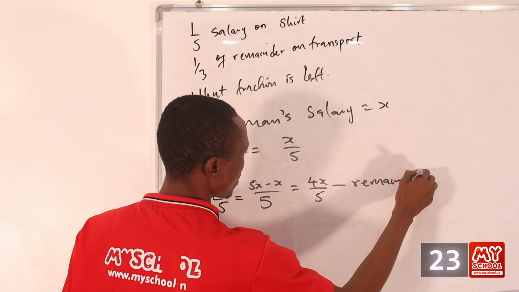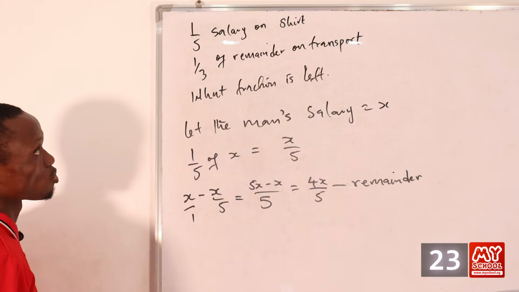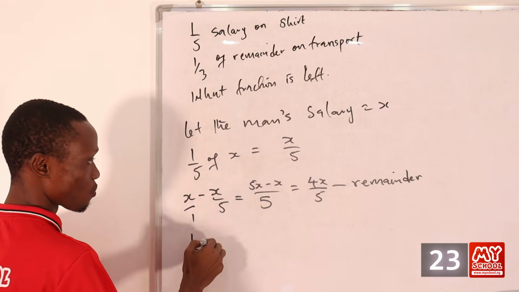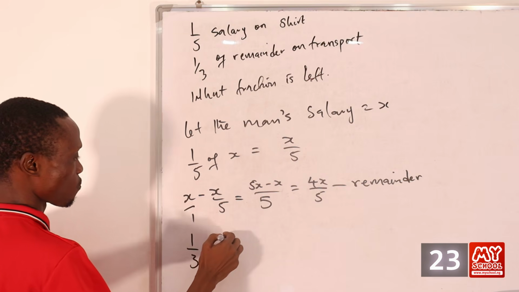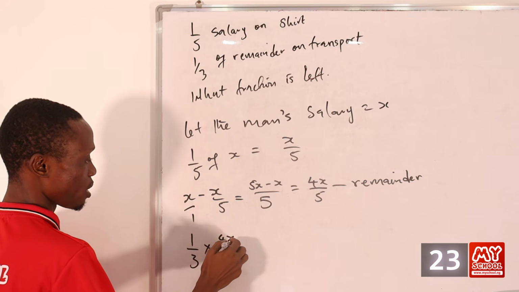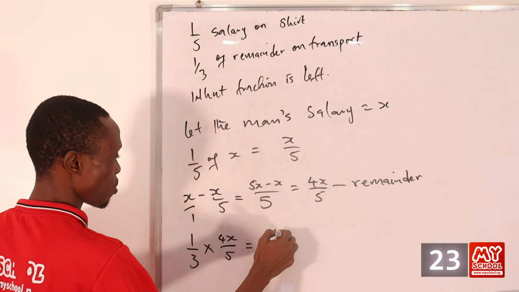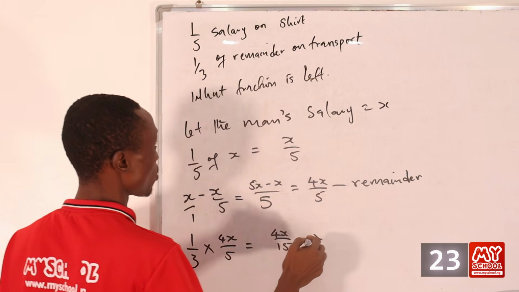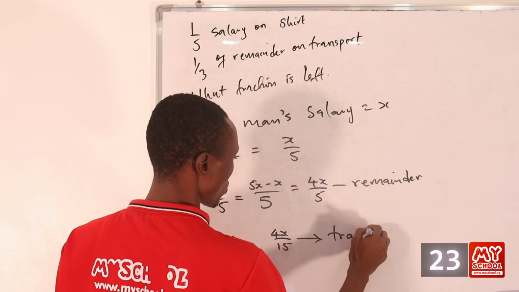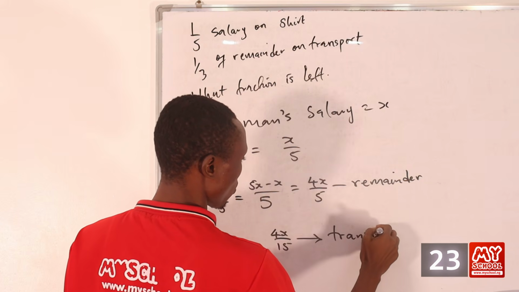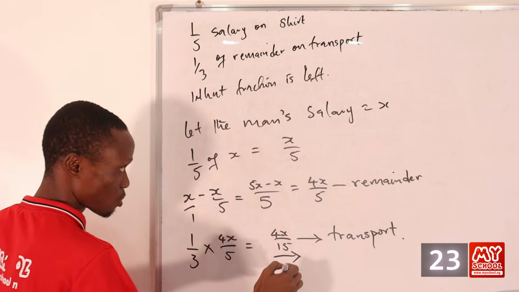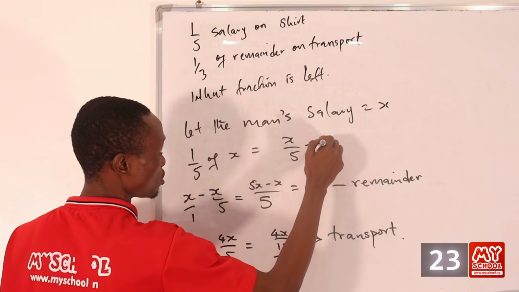Then they said the man spent 1/3 of the remainder on transport. So 1/3 of the remainder means times 4S/5. This is equal to 4S/15. So this is what the man spent on transport. The question now is, what fraction of the salary is left? This is what the man spent on transport, and this is what he spent on shirts.